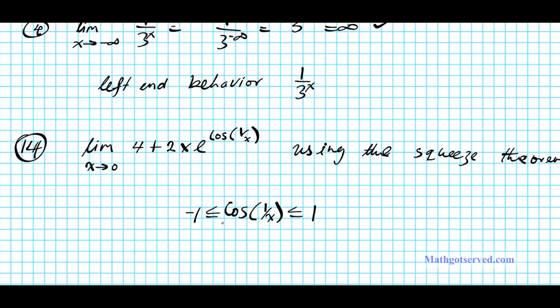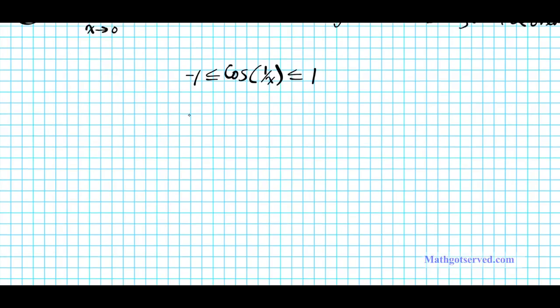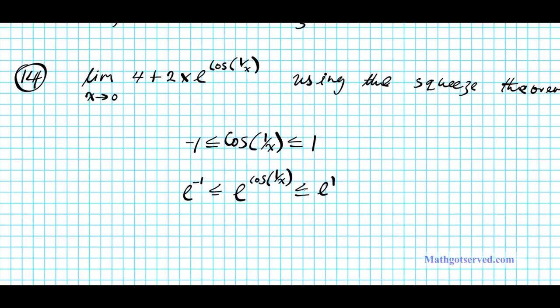First thing we're going to do is exponentiate both sides using e as the base. So we're going to have, on the left side, e to the -1 is less than or equal to e to the cosine 1 over x, which is less than or equal to e to the first power. And then I'll multiply the entire equation by 2x. And then we'll have 2x e to the -1 is less than or equal to 2x e to the cosine 1 over x is less than or equal to 2x e to the 1.